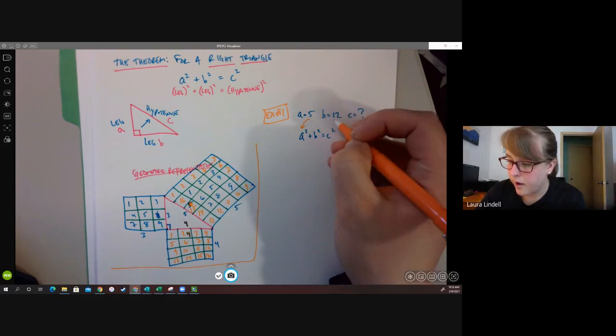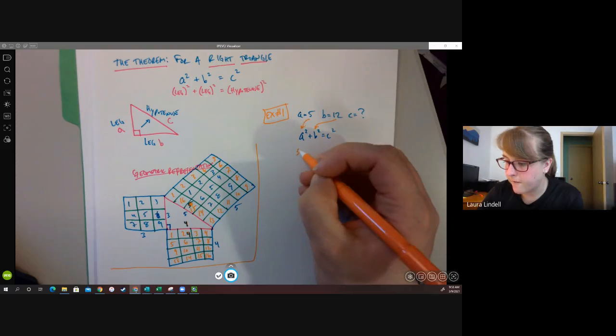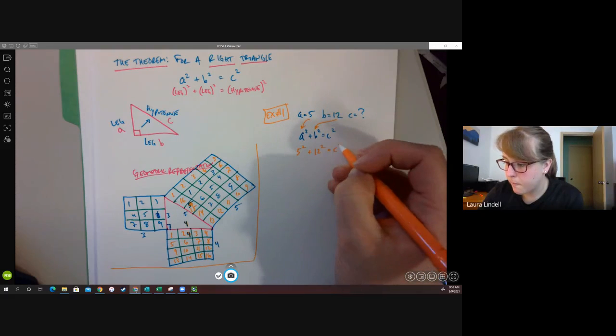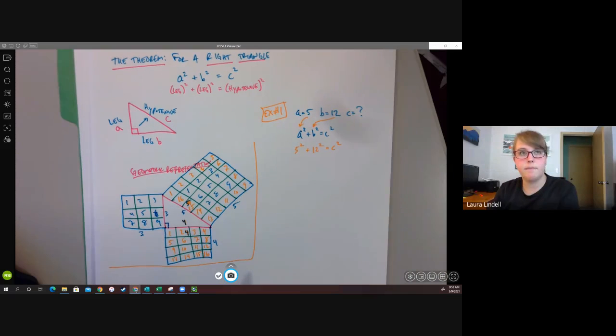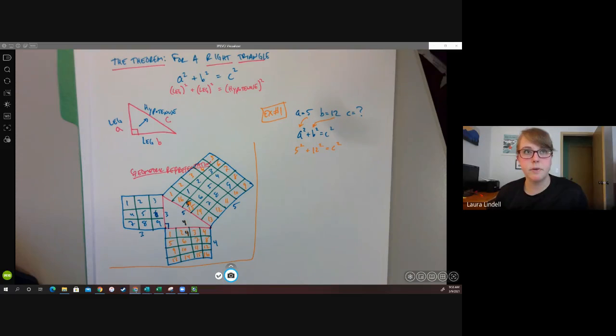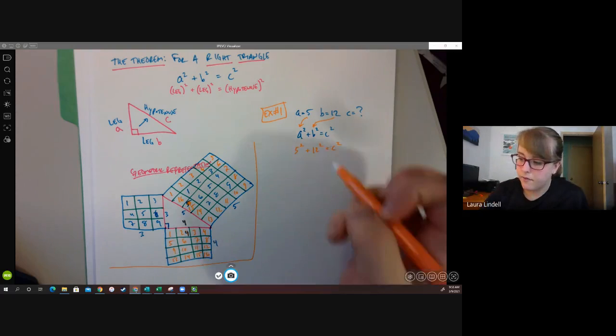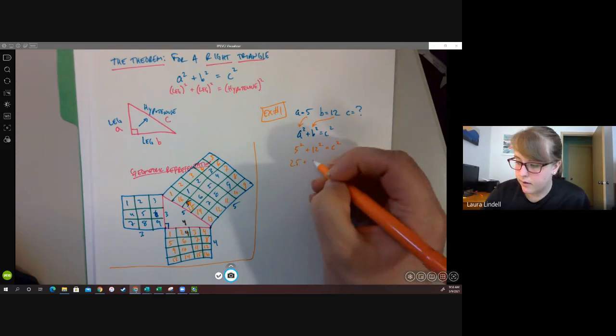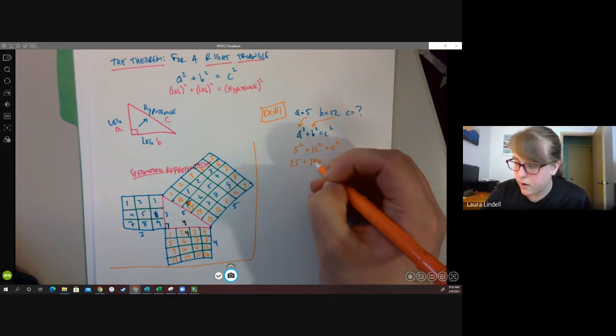So we know A is 5, we know B is 12, so we have 5 squared plus 12 squared equals C squared. And then we just want to simplify this and solve using order of operations. So I'm going to do the exponents here. 5 squared is 25. 12 squared is 144.